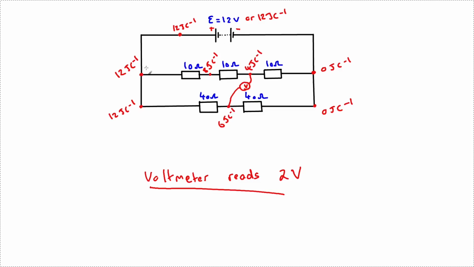As a Coulomb of charge comes through here, it's going to go through either the top branch or the bottom branch, but not both. So it will either lose its full 12 joules in these top resistors, or it will lose its full 12 joules in the bottom resistor. So each branch will actually have 12 volts across it. Each branch will have a 12 volt potential difference.